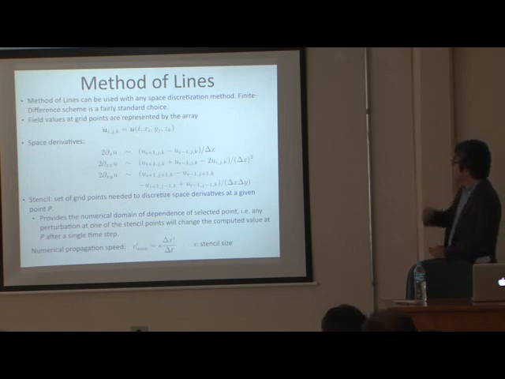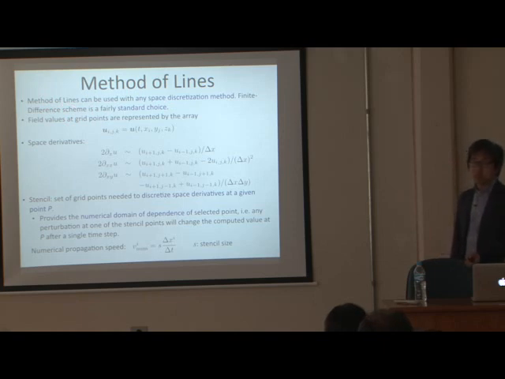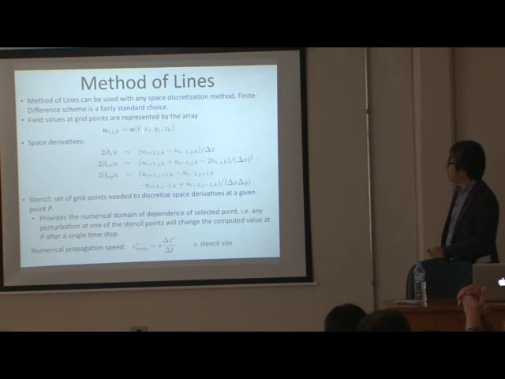So this is also the method of lines. It can be used with any spatial discretization method, but here it is a finite difference method. The finite difference scheme is a fairly standard choice for the method of lines. The field value at the grid points is represented by an array, which we say is u_ijk. This is a three-dimensional point, where u includes t and x_i, y_j, and z_k.